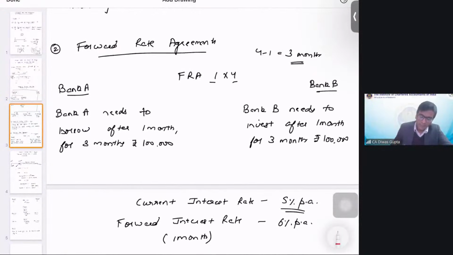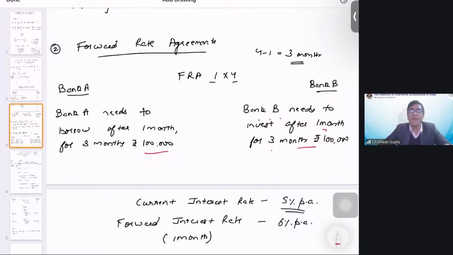Then the second method comes as the forward rate agreement, students. So now this is something very interesting and also important. There are two banks, Bank A and Bank B. Bank A needs to borrow not today but after 1 month for 3 months. So this is the situation, students, wherein Bank A needs to borrow after 1 month an amount of rupees 1 lakh. Bank B needs to invest after 1 month for 3 months 1 lakh.